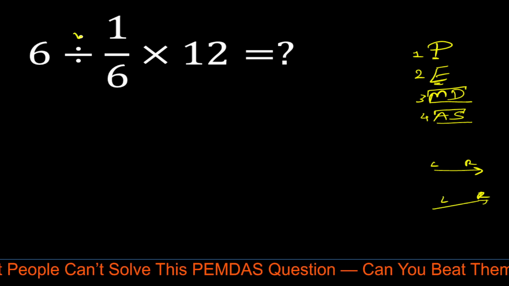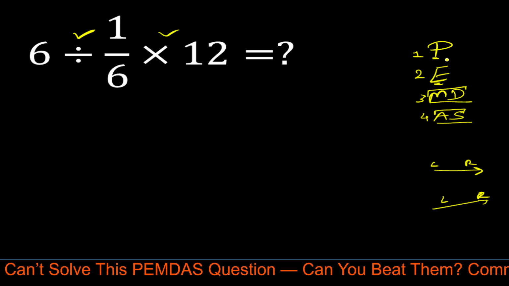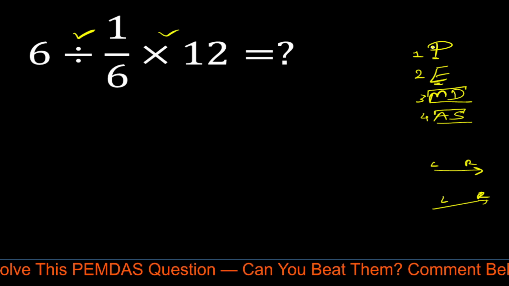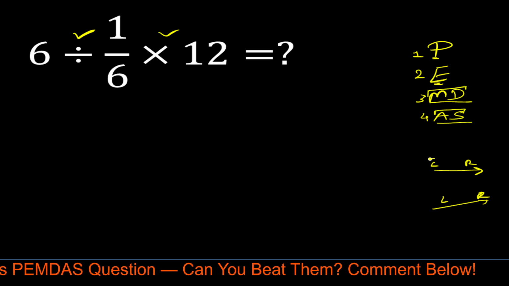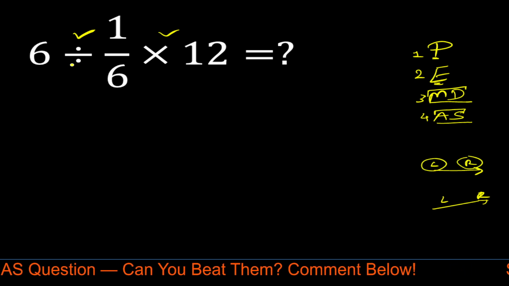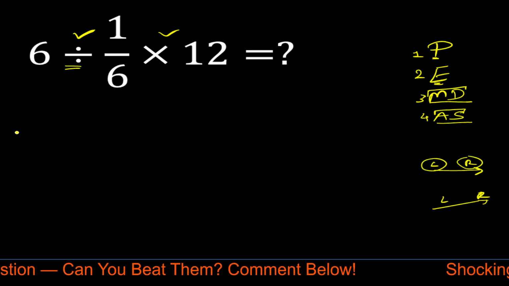So in this question here we have one division and here multiplication. So both have equal priority, so we have to solve it from left to right. So first we have to solve this division, right?